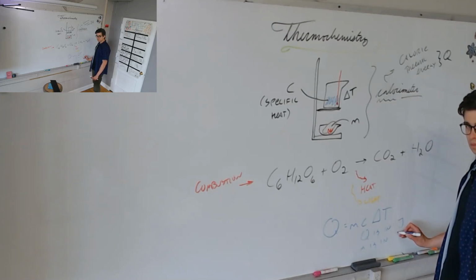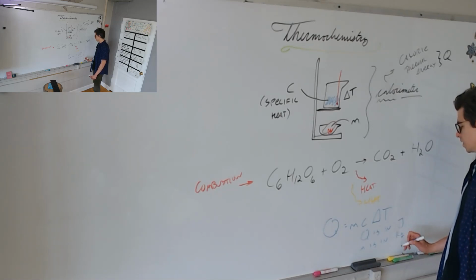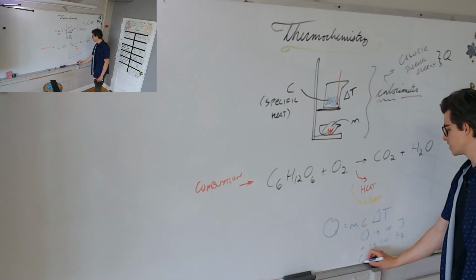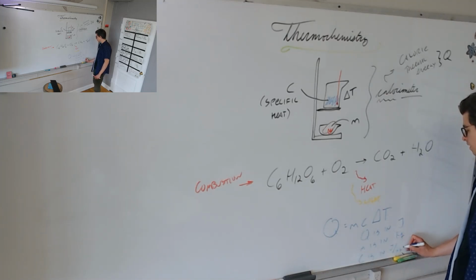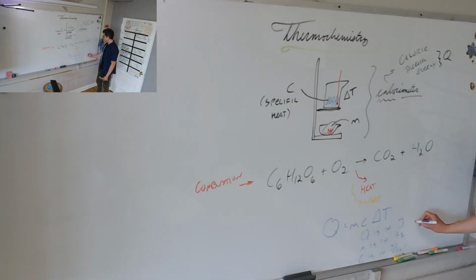Yeah, kilograms usually. I mean, we can definitely do it in grams. C is specific heat in joules per kilogram Kelvin, and then delta T is change in temperature. That's very important. It has to be change in temperature, and that's measured in Kelvin. It can be degrees Celsius. You just have to be careful. If you're given C in joules per kilogram Kelvin, make sure your delta T is in kelvins.